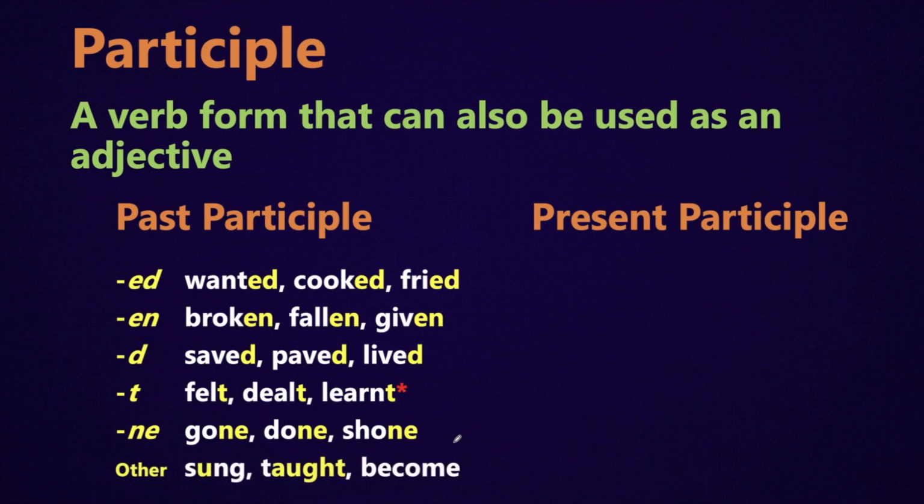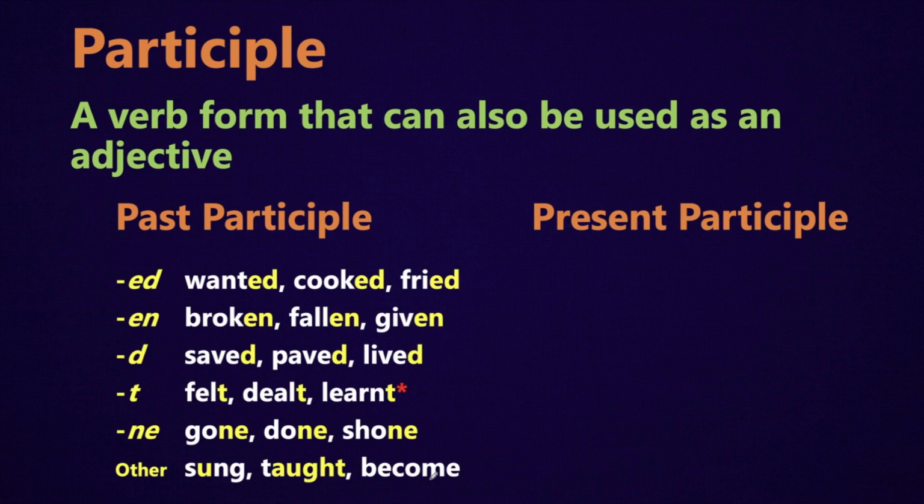And there are other forms as well that are past participles. Sometimes we change a vowel in the middle of a word. For example, sing becomes sung. Sometimes we can change almost the entire word. So teach becomes taught, for example. And sometimes we change nothing in the verb. For example, become and become are both the base form and the past participle.